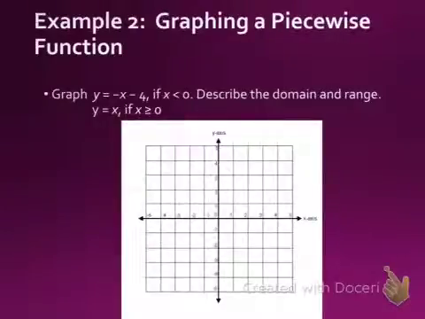So now looking at example 2 here, graphing a piecewise function. It says here, for x less than 0, we're going to use the first equation, y equals negative x minus 4. If x is greater than or equal to 0, we're going to use y equals x. So the first part I'm going to graph here is this negative x minus 4. And that's only if x is less than 0. So it cannot be equal to 0.